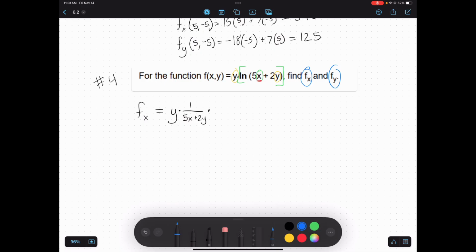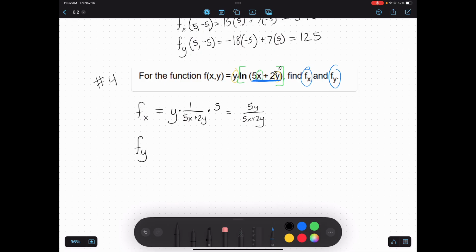So now if I focus on that inside function, what's my partial in terms of x? Well, derivative of 5x is just 5. The derivative of 2y doesn't depend on x. It's a constant. So that piece just goes to 0. And I'm left with just times 5. Put this all together and you get 5y over 5x plus 2y. And that's your partial in terms of x.